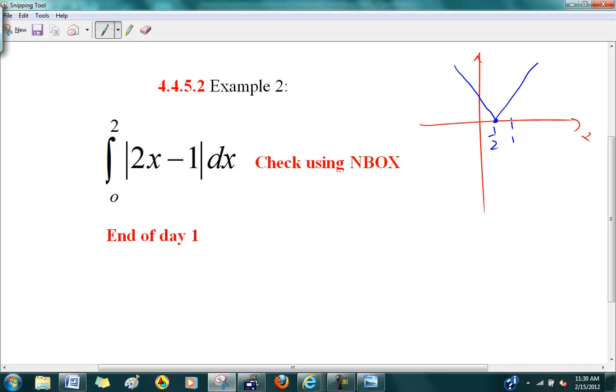Let's see if this kind of makes sense. When x equals 1, I get 2 minus 1, which is 1, which is great. When x is 0, I get a 1 as well. Okay, so kind of makes sense. The graph makes sense. But look what this integral is telling you.